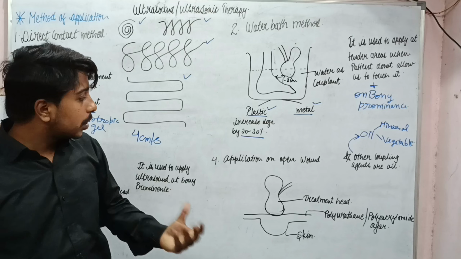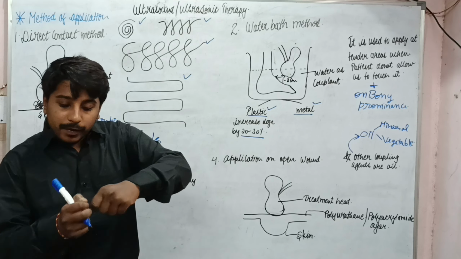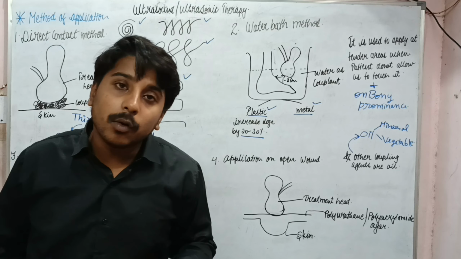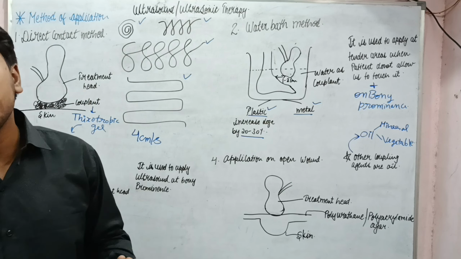Why do we use the sheet here? Because if we directly apply the ultrasound on the open wound, it may produce skin irritation. Initially the wound is open and we are applying ultrasound again, so it may irritate the skin, so we cover it with the sheet, which is polyurethane or polyacrylamide agar.